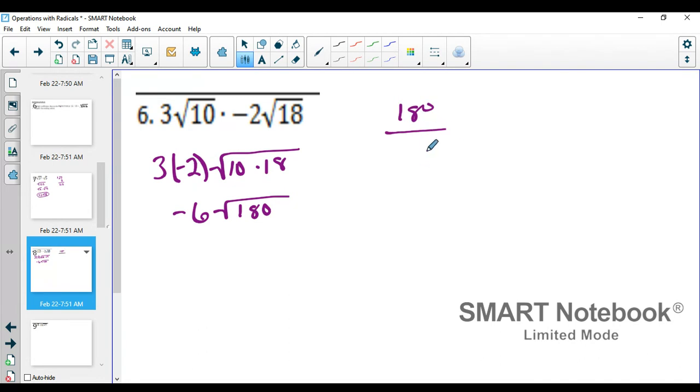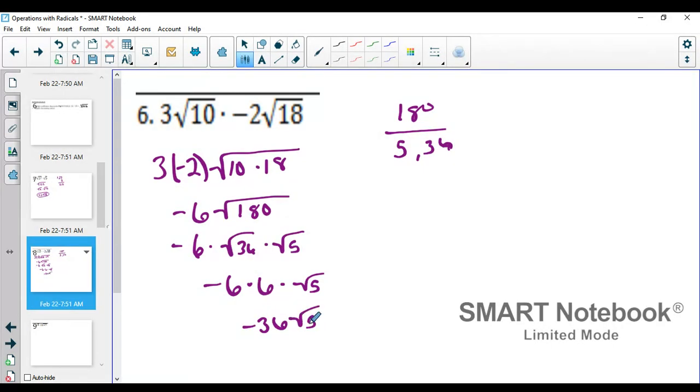And the factors of 180, where one has a square root, are 5 and 36. It's really 6. So this becomes negative 6 times the square root of 36 times the square root of 5. So the square root of 36 is 6. So we have negative 6 times 6 times the square root of 5. So negative 6 times 6 is negative 36 square root of 5. And there we go.